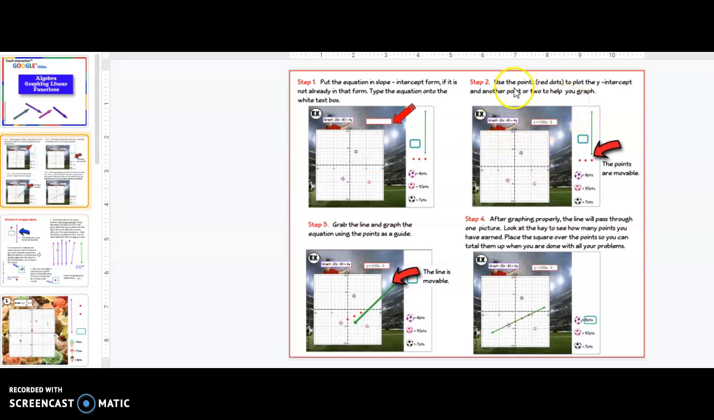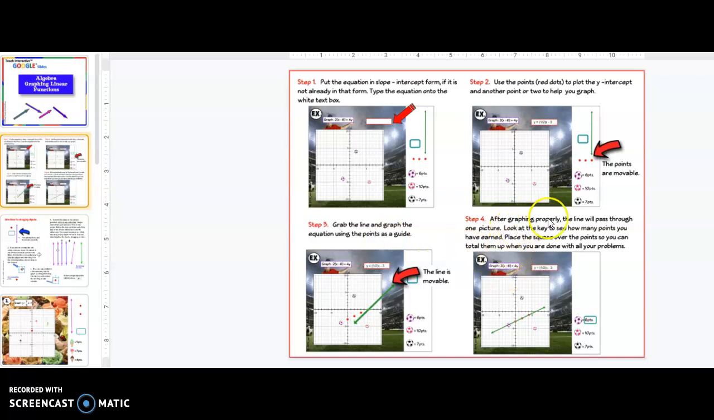Then you're going to use the red dots that are given to plot the y-intercept and another point, which would be when you count up using the slope, to help you graph. Step 3, you're going to grab the line which is given for you and graph the equation. All you're doing is connecting the dots.